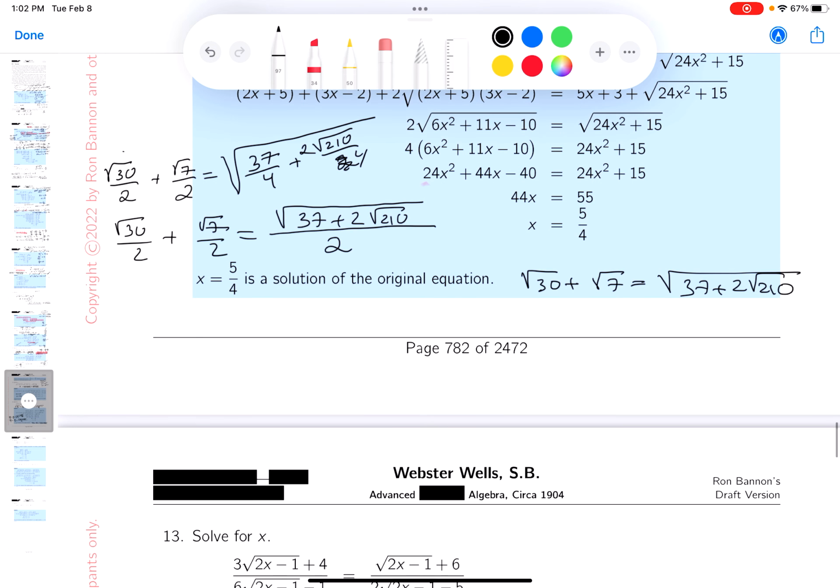Well, you know what? You could unnest the root. I'm not saying you couldn't, but I'm just going to square both sides and see what happens. And what do you get? 30 plus 7 plus 2 times, well, 30 times 7 is 210, right? And what do you get over there? 37 plus 2 root 210. Certainly makes sense, all right? Was it tough to check? Yes. Is it worthwhile checking? Yes. Please check, all right?